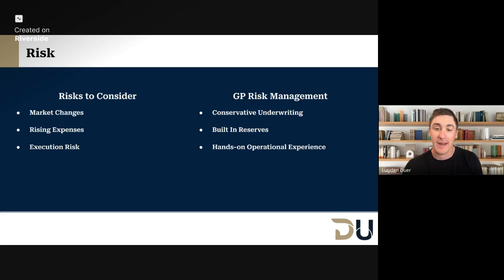And then also hands-on experience. As mentioned, all three of us own our own portfolio. We have significant experience, and that helps mitigate risk throughout the entire process.